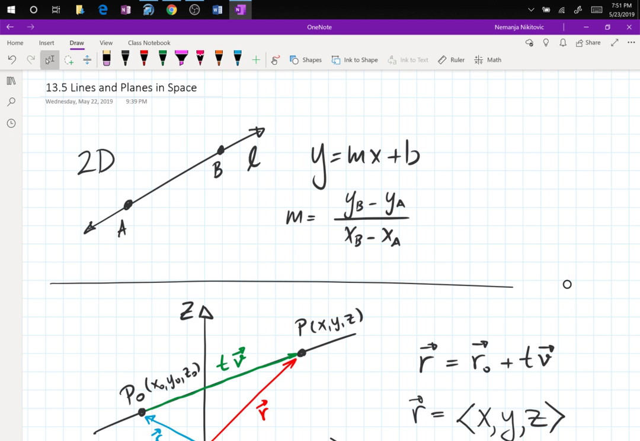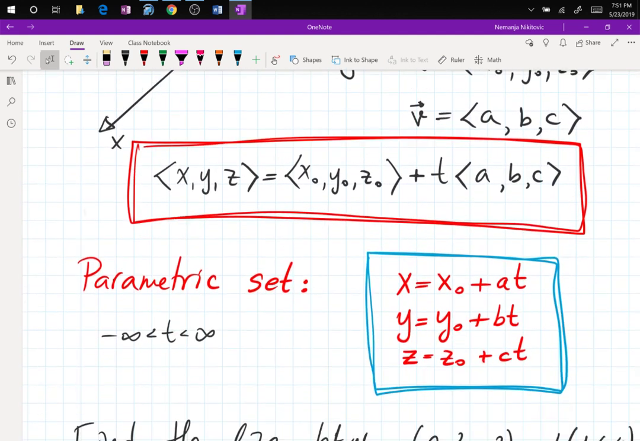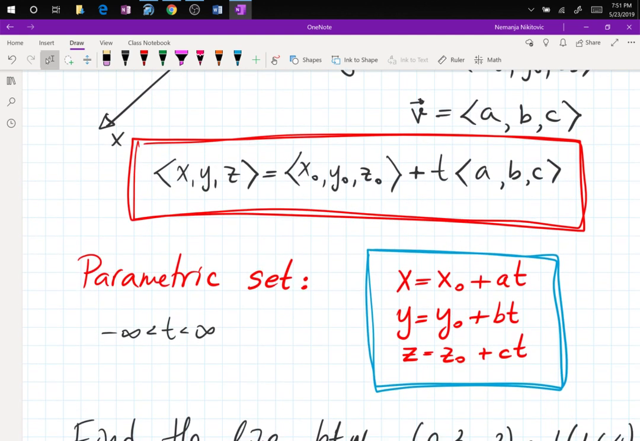We are going to review quickly the equation of the line, which is given by this parametric set, which can be written in a vector form, or it can be written as the parametric set on the bottom. These three equations have to be given together. All three equations at the same time represent the line.